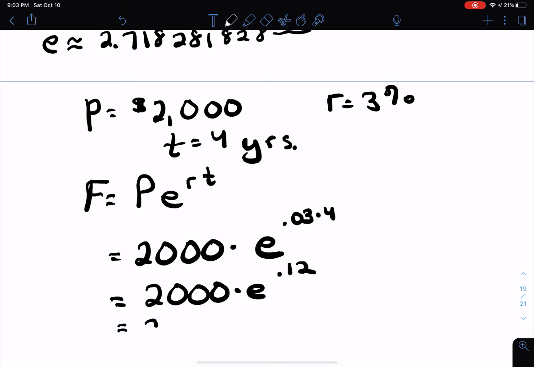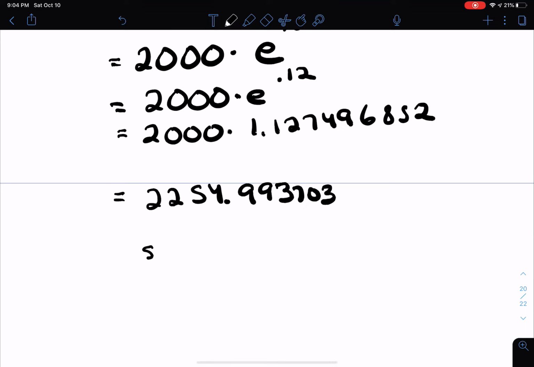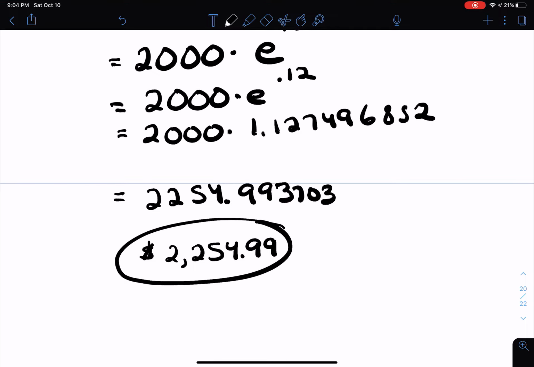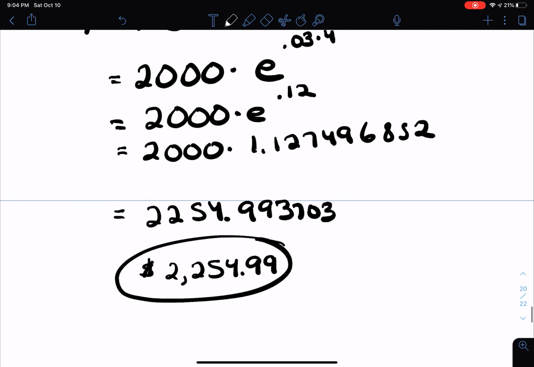So I got 1.127496852. You multiply that by the $2,000. You get 2254.993703. So basically, at the end of your time period, you would have $2,254.99 in there. So in 4 years, if your interest is compounded continuously, like nonstop, not these little finite measurements of time like monthly or daily or anything like that, but continuously, that would be where you end up.